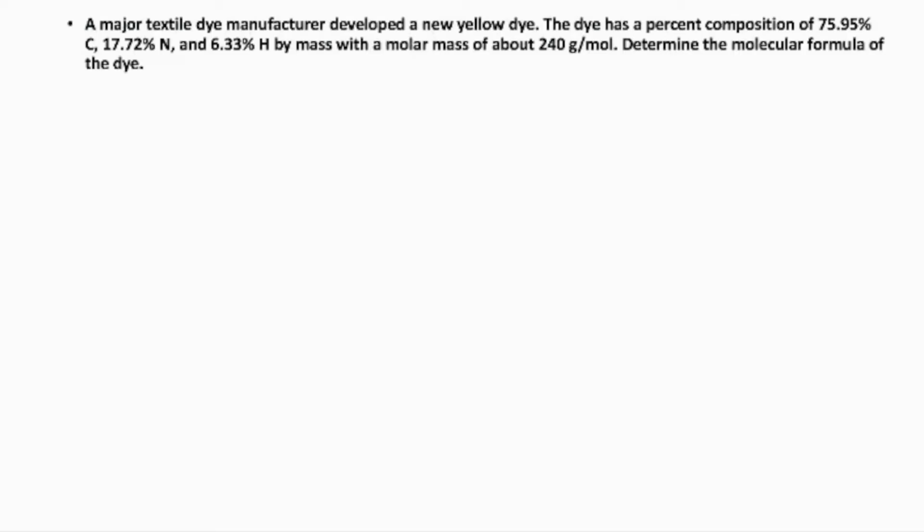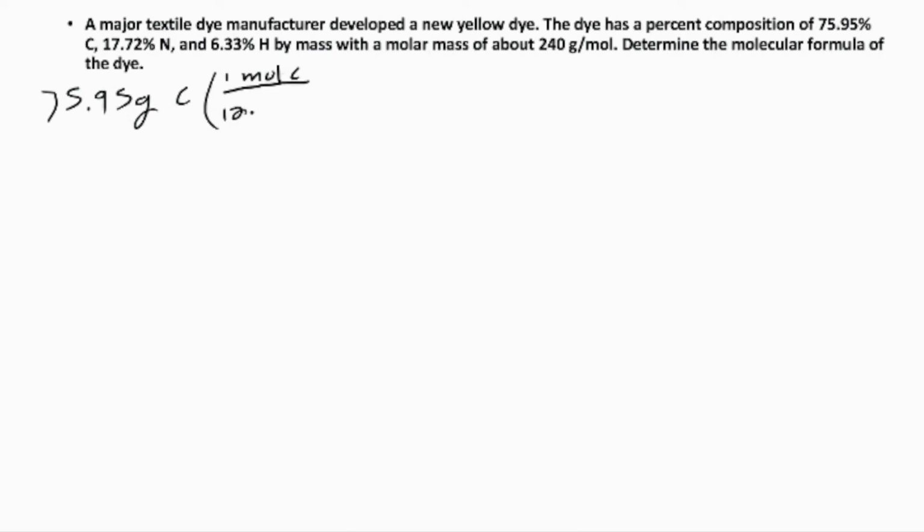Okay, next we're asked, a major textile dye manufacturer developed a new yellow dye. The dye has a percent mass composition of 75.95% carbon, 17.72% nitrogen, and 6.33% hydrogen by mass, with a molar mass of about 240 grams per mole. Find the molecular formula. So we want to do the exact same thing here as finding the empirical formula in order to get the molecular formula.